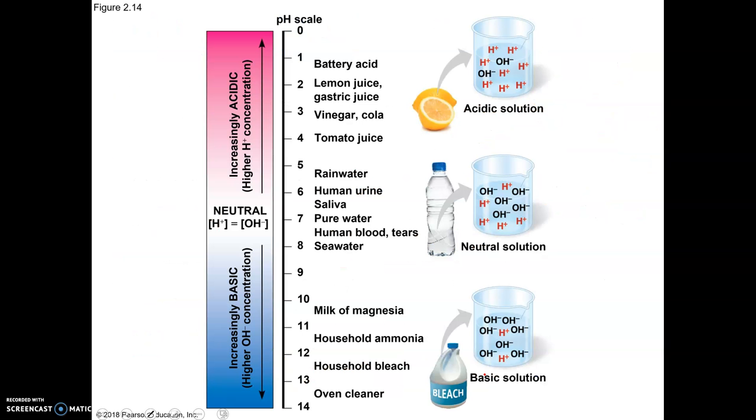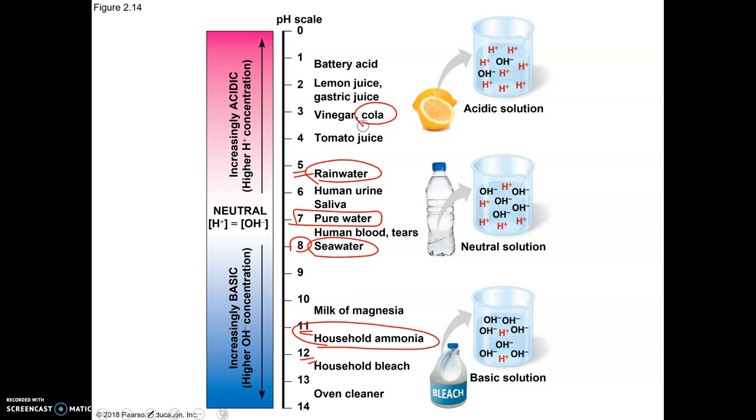And these are just some examples of some common substances. So you see how pure water is a pH of 7. But ammonia that you might use for cleaning, or bleach, they have pHs up in the 11, 12. So they're kind of stronger bases. Seawater is a very weak base, right? pH of about 8. But rainwater is somewhat acidic, pH of 5.